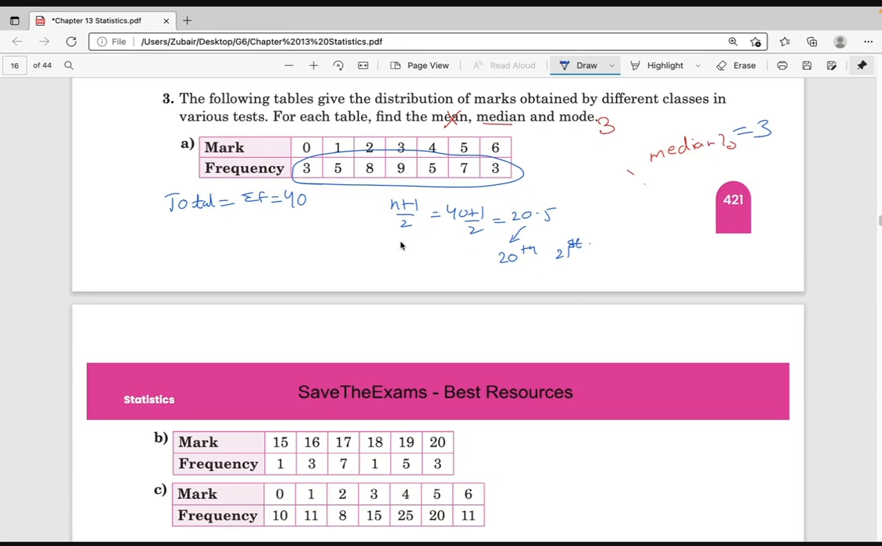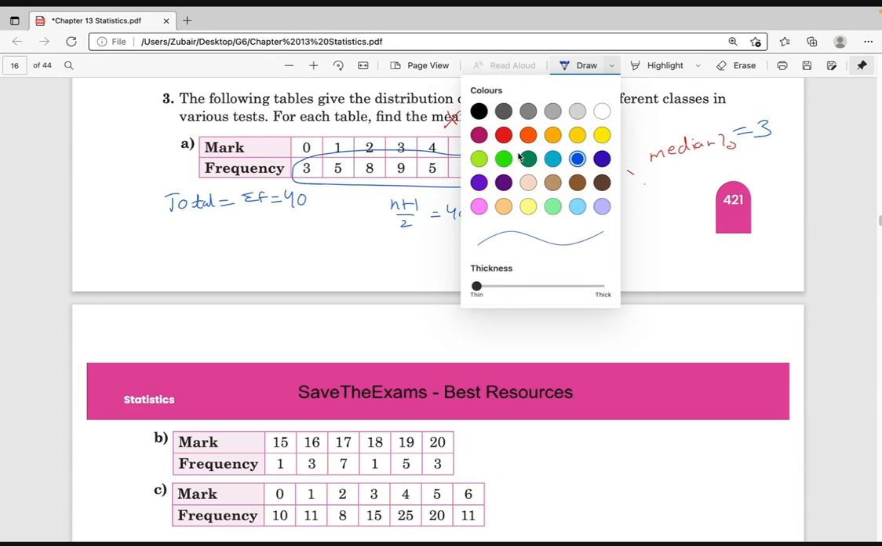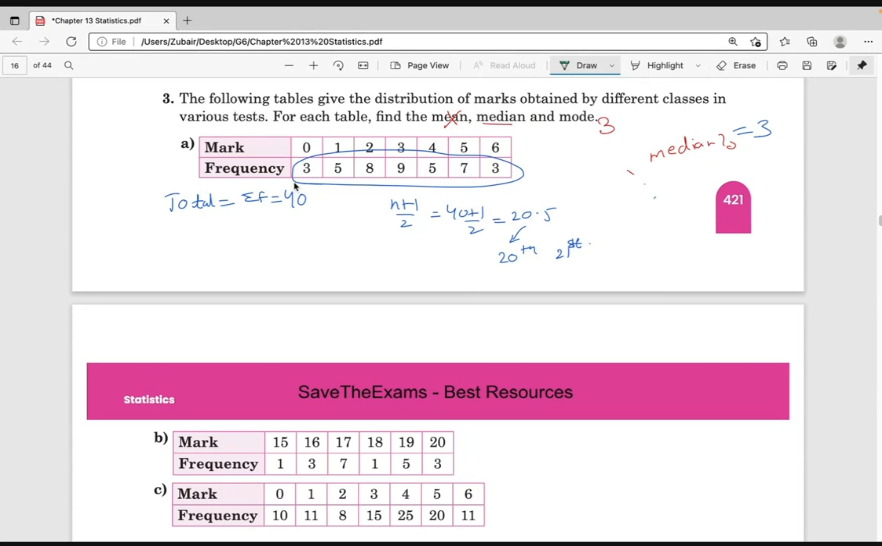So now, Haris, when we keep on counting, I'm slowly moving forward and counting. This is 3. 3 plus 5 is 8. 8 till here. Then 8 plus 8 is 16. And I need to reach 20 and 21. And 16 plus 9 is 25. So actually this line covers that 20th and 21st. So 3 is my median number. Clear? Okay, sir.